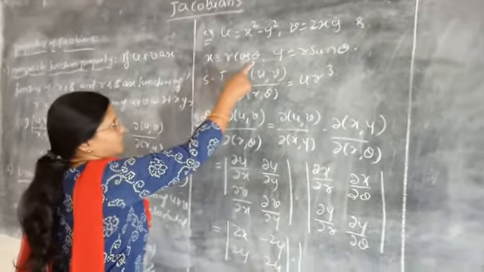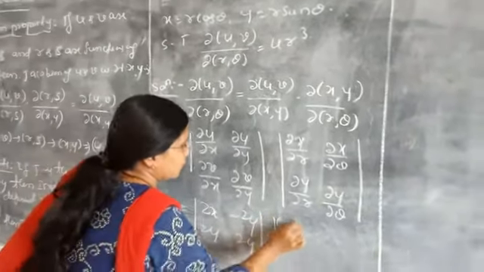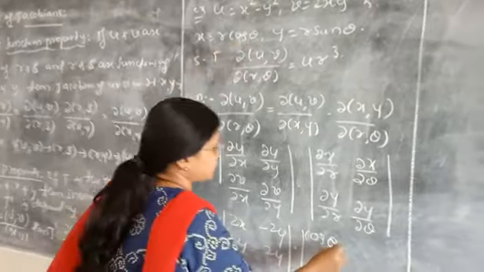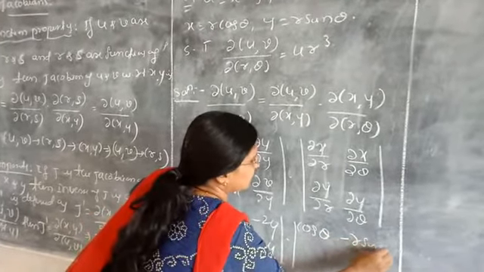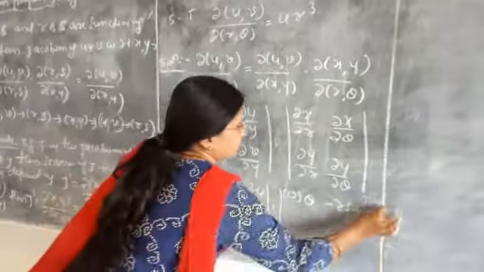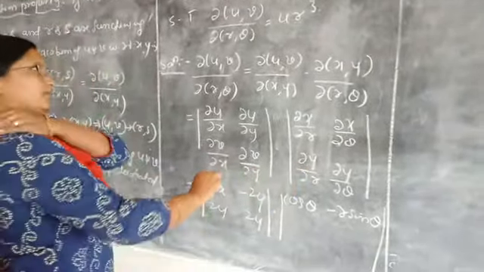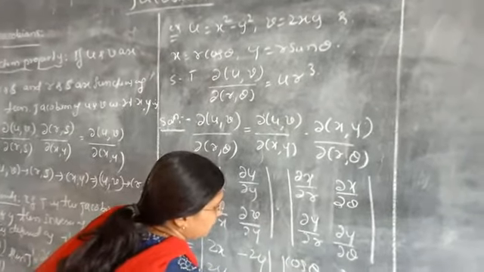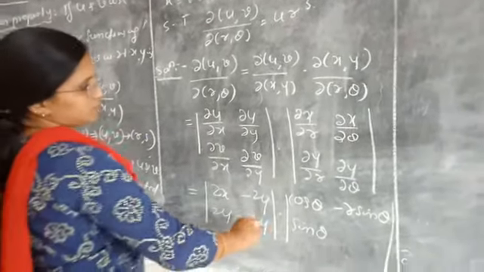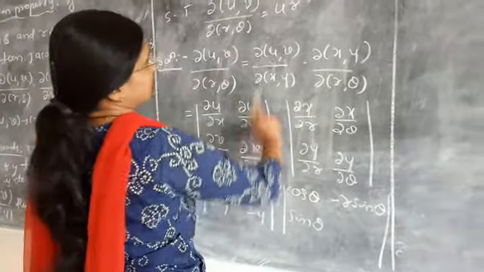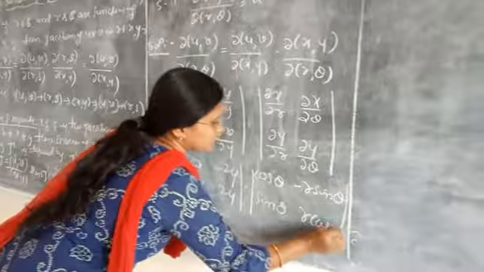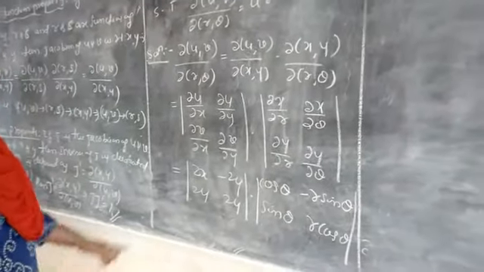And into ∂x/∂r: the derivative of r cos θ with respect to r is simply cos θ. ∂x/∂θ: r is constant, the derivative of cos θ is minus sin θ, that is minus r sin θ. ∂y/∂r: the derivative of r is 1, sin θ stays as it is. And ∂y/∂θ: the derivative of sin θ is cos θ, r as it is, r cos θ. Let us simplify this one.